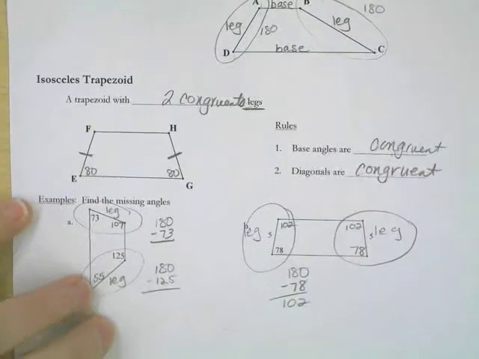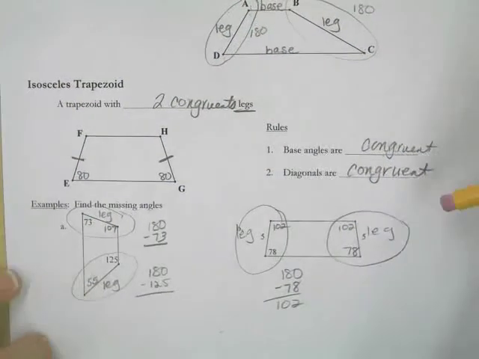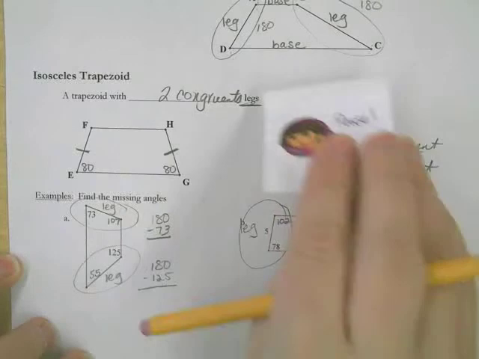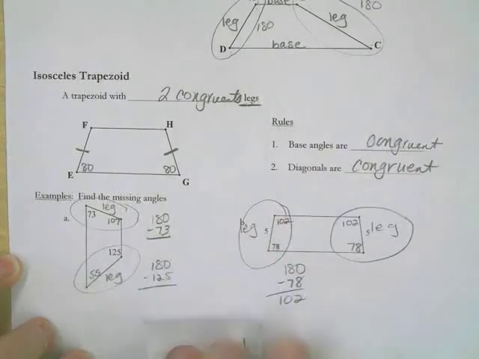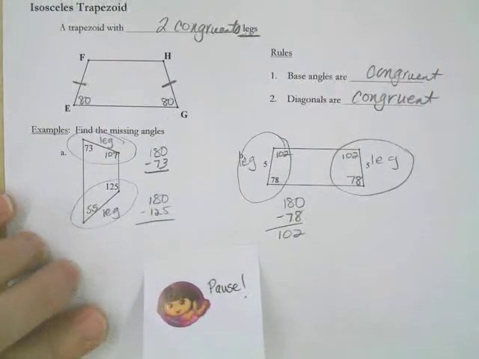Okay, so trapezoids have some different rules. Make sure you have them all caught up. Do a little Dora pausing to make sure you have them and you're ready to go on.